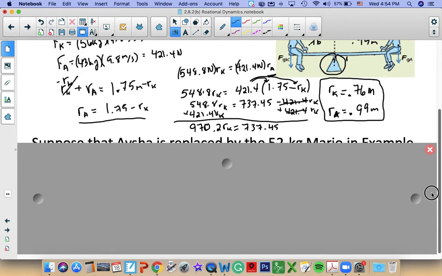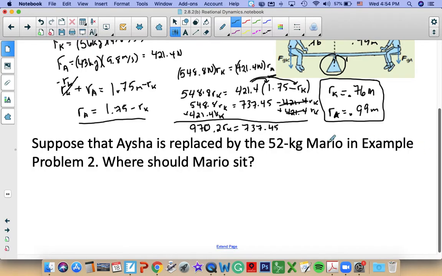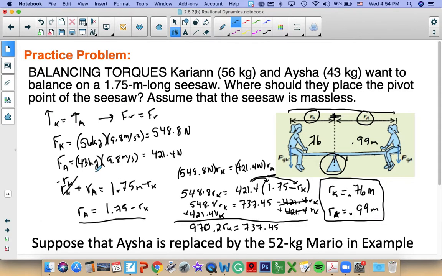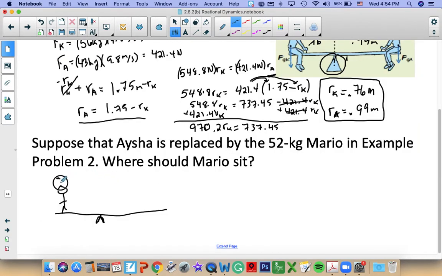Okay, so let's check out the second part to the problem. Suppose that Aisha is replaced by 52 kilogram Mario in the example problem. Where should Mario sit? So now we're going to figure out Mario's radius. So we have Carrie Ann there still. Let's say we have our rotation point there. She is 56, I think, if I remember right. She's 56. And we know that she is 0.76 meters away from that rotation point.